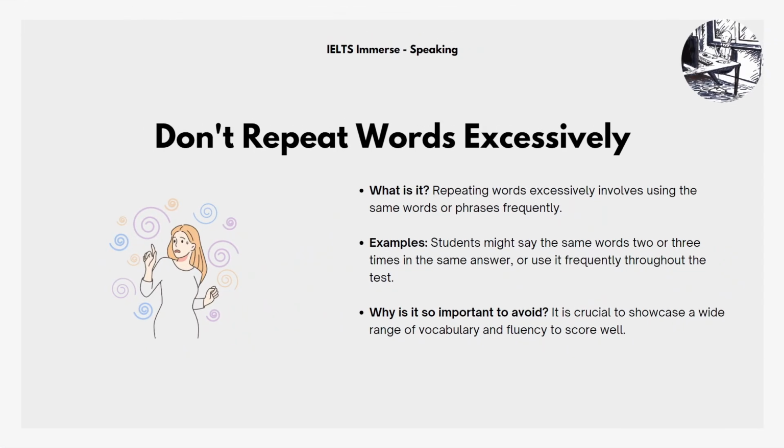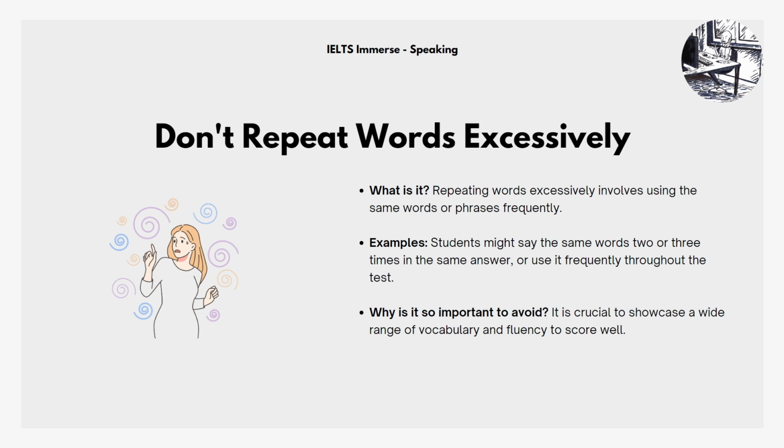Our next common mistake is to not repeat words excessively. Repeating words again and again involves using the same words or phrases frequently. You might say the same words 2 or 3 times in the same answer, or use it even more frequently throughout the test. For example, you may say the word interesting 2, 3, 4, 5 times throughout your IELTS speaking test, and perhaps you should use other words, synonyms of those words, in order to improve your score.